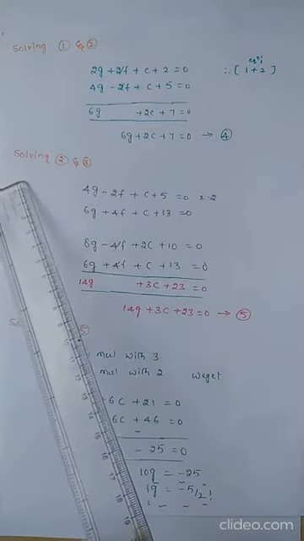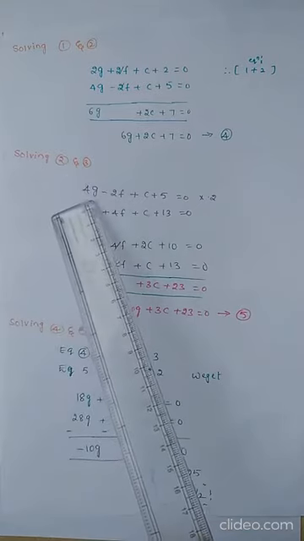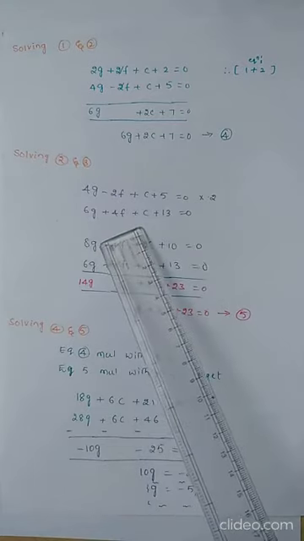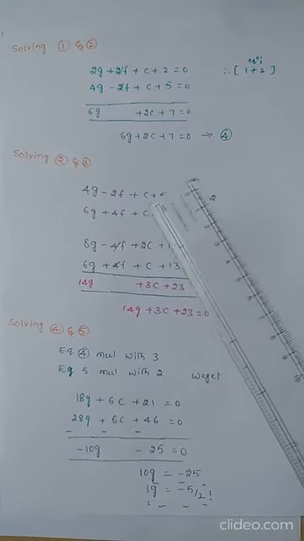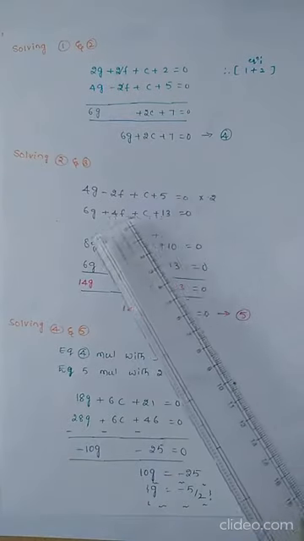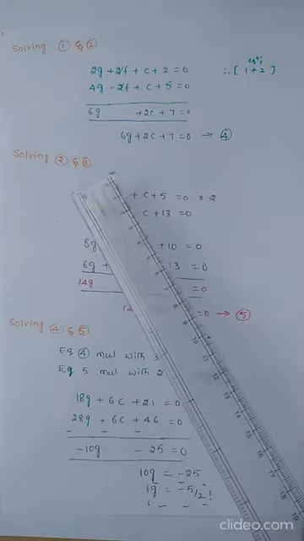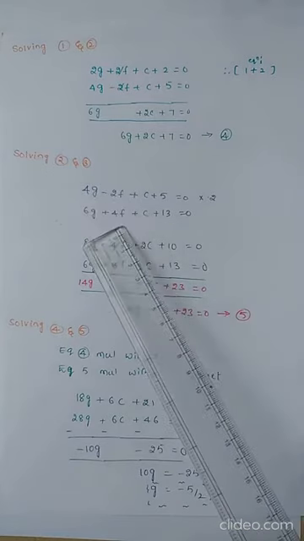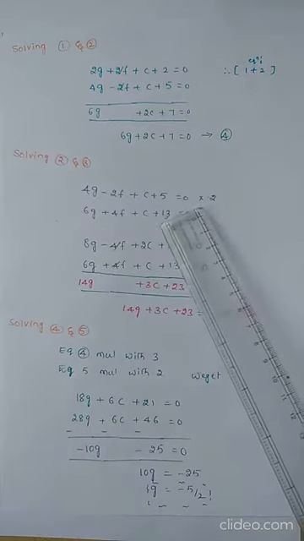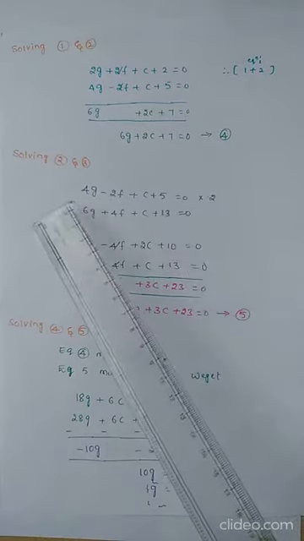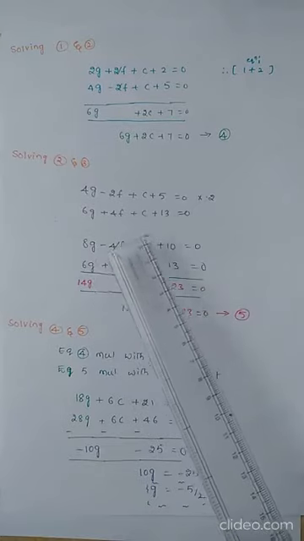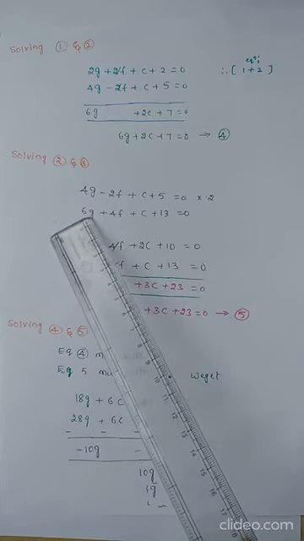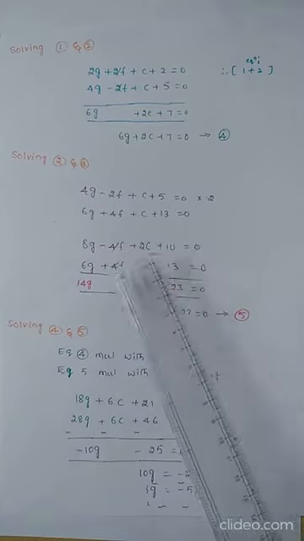In the same manner, solving 2 and 3. So what is the equation of 2? 4g minus 2f plus c plus 5 is equal to 0. And 6g plus 4f plus c plus 13 is equal to 0. So multiply equation 2 because here there is plus 4f and here minus 2f. So we multiply by 2. 2 2s are 4, therefore minus 4f plus 4f is cancelled. So using equation 2 multiplied by 2: 2 4s are 8g, 2 2s are 4f, plus 2c, plus 2 5s are 10, is equal to 0. And the same equation, 6g plus 4f plus c plus 13 is equal to 0.